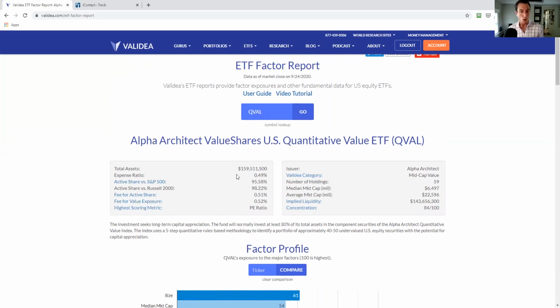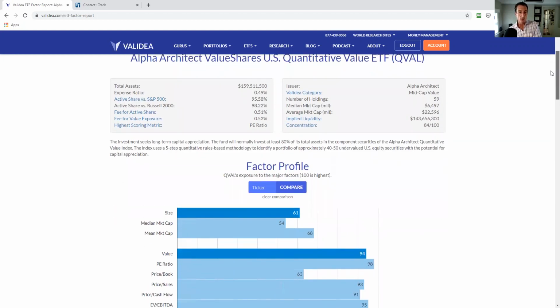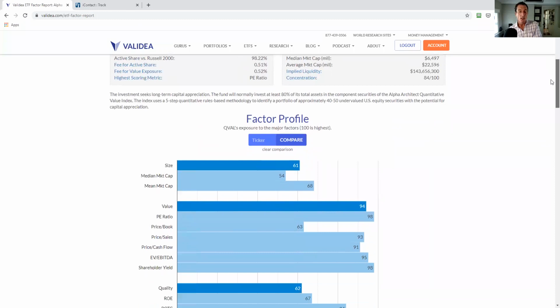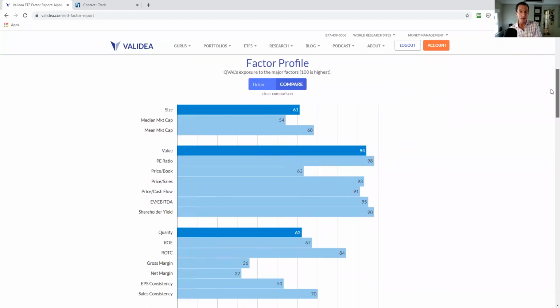We tell you what the total assets in the fund are, expense ratio, active share versus the S&P, which if you're not sure what active share is, you can click in here. It basically is how different you look than the S&P 500. The fee you're paying for active share, and then a couple other interesting metrics that for ETF investors might be useful statistics.